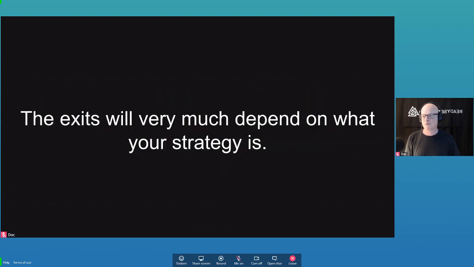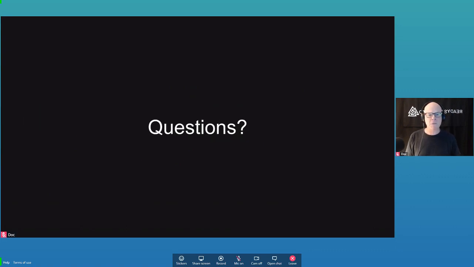The exits will very much depend on what your strategy is. Notice that we talked about different exits for trend trading versus short-term swings. Okay. I hope this helps. I've tried to be very targeted with today's presentation because I see where people are getting confused with this. And again, going through the example today, this is not easy. You can get very mixed up in the numbers and the ratios.